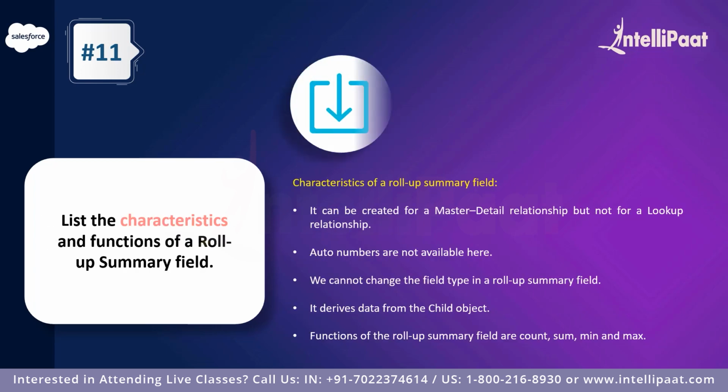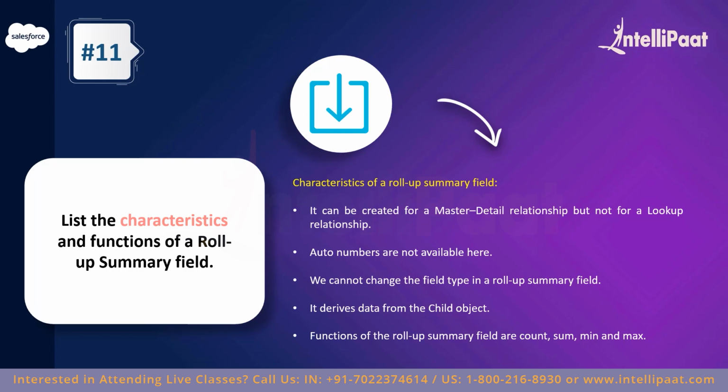And then coming to question number 11, it says list the characteristics and functions of a roll-up summary field. Well, there are many characteristics of a roll-up summary field, and 3 or 4 are extremely important. One thing you have to know is that it is actually created for a master-detail relationship, right? So that's its entire purpose. But then if you're wondering, is it possible for a lookup relationship? The answer is no, it's not meant for that, right?